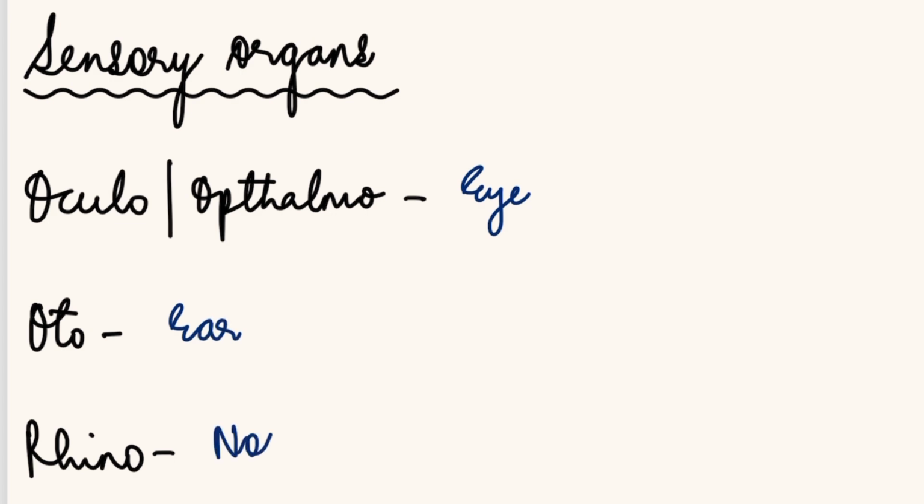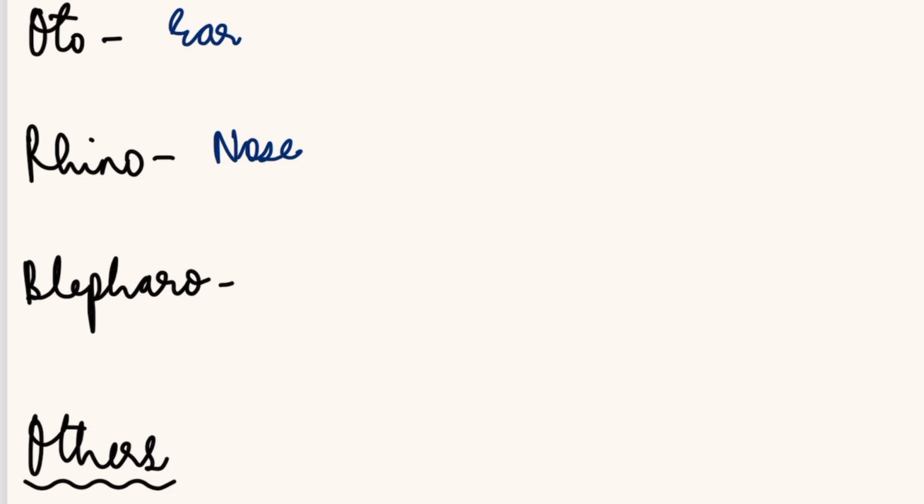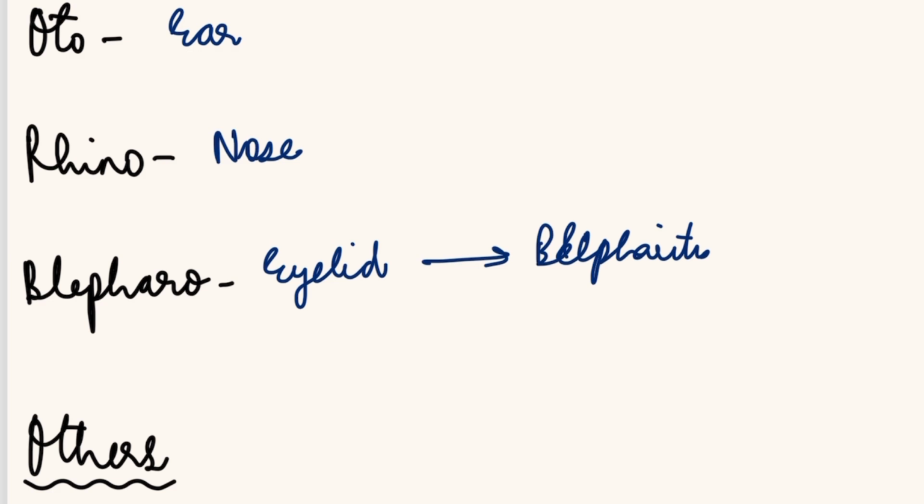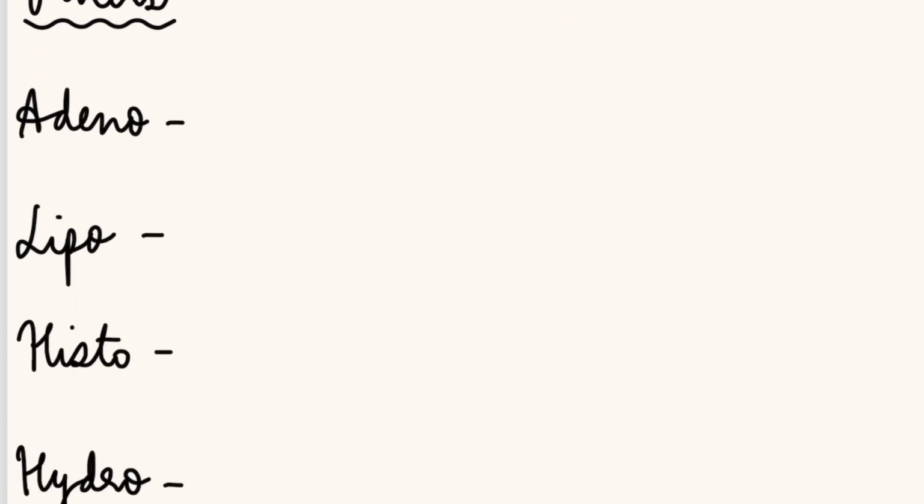Rhino is nose. Rhinoplasty, that is repair of the nose. Blepharo, it is eyelid. Blepharo might be new to you. So, blepharitis. Blepharitis. What does blepharitis mean? It means inflammation of the eyelid.